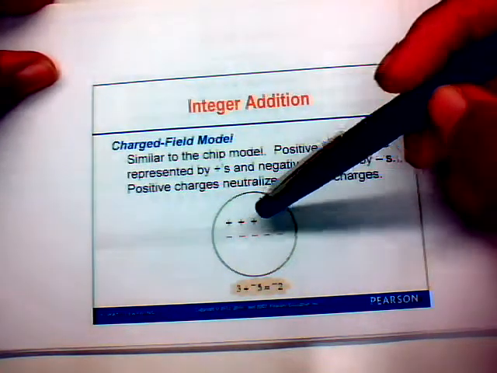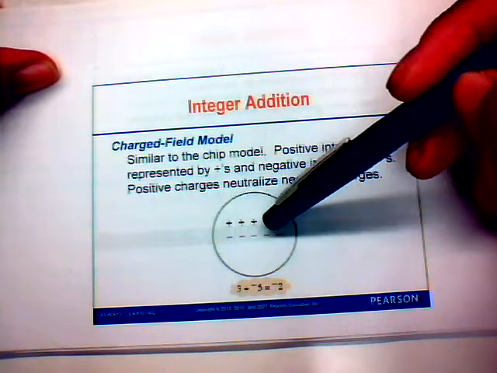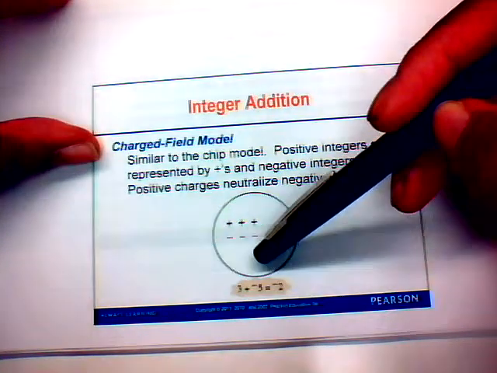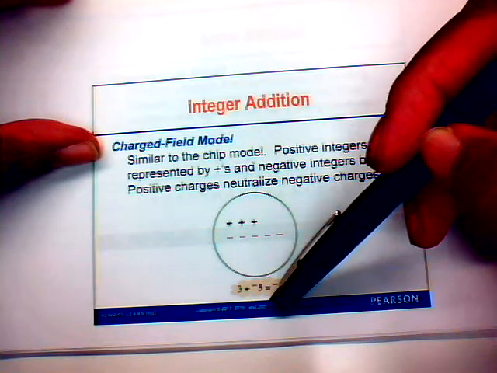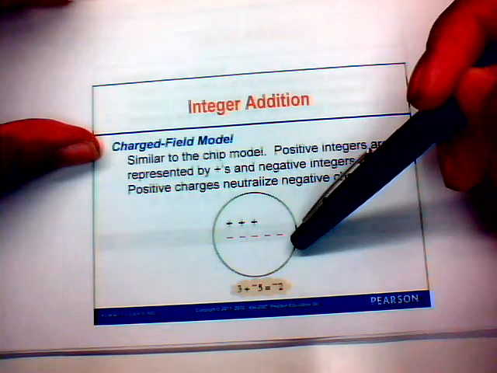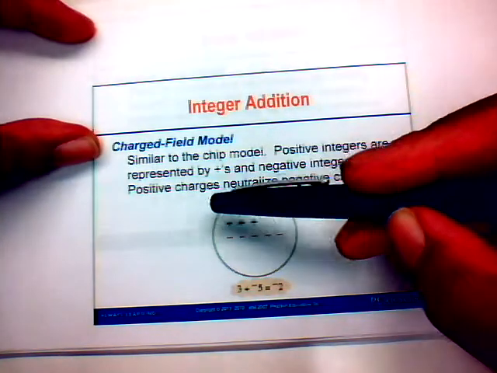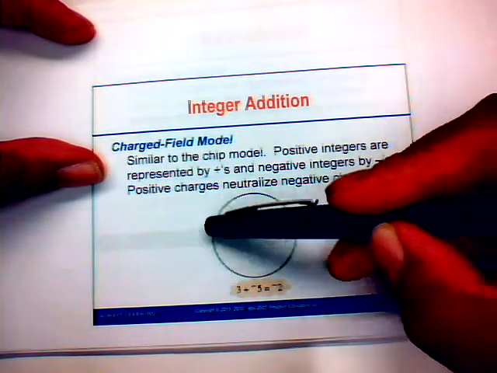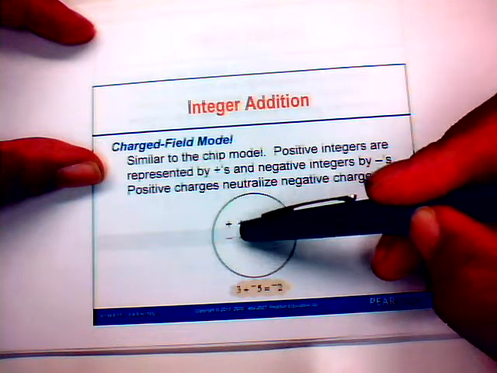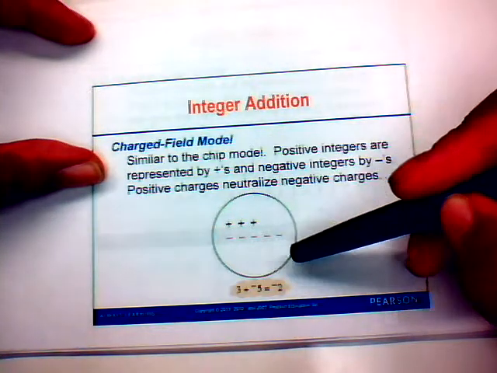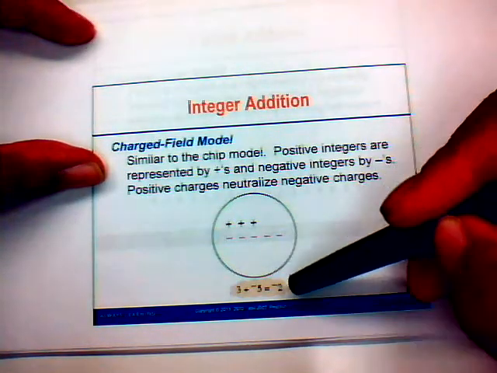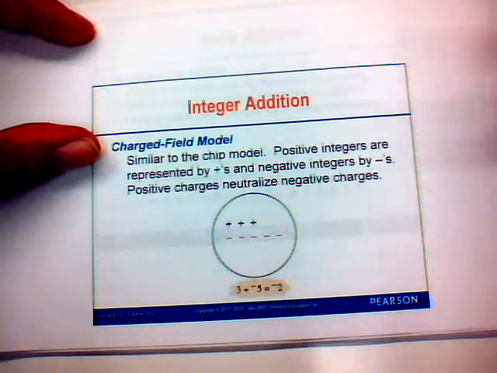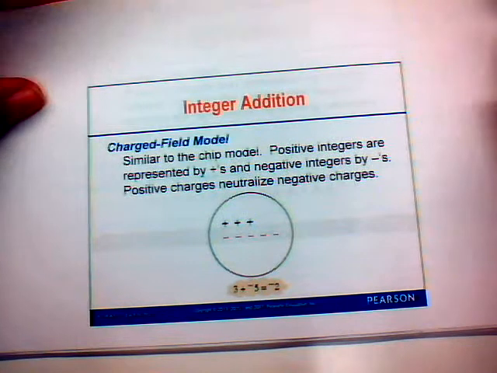So in this case here, we got 3 plus signs, which represent positive 3, and 5 minus signs that represent negative 5. We're adding 3 to negative 5. Well, each positive and negative sign represent a 0 pair. So we got 3 0 pairs of positive and negative signs here. What's left are 2 negative signs, or negative 2. So 3 plus negative 5 equals negative 2.